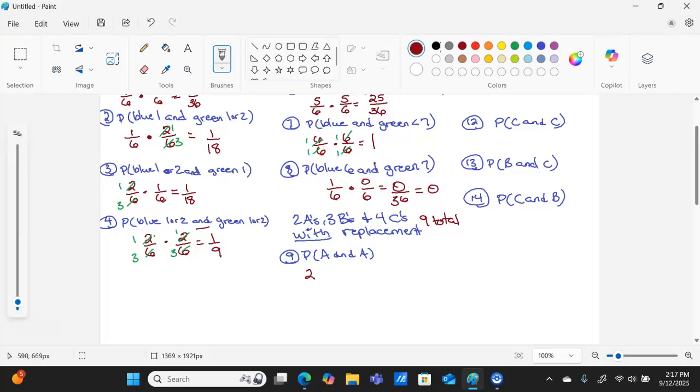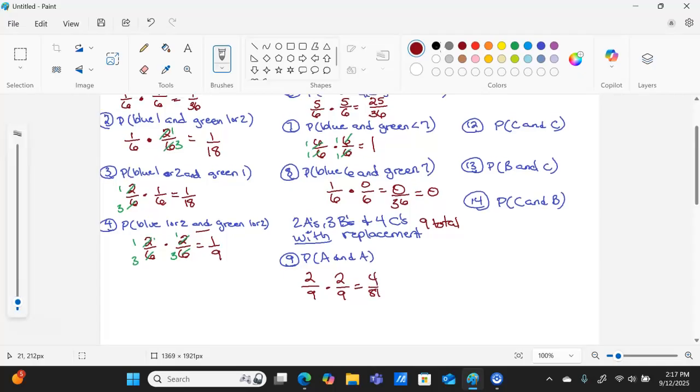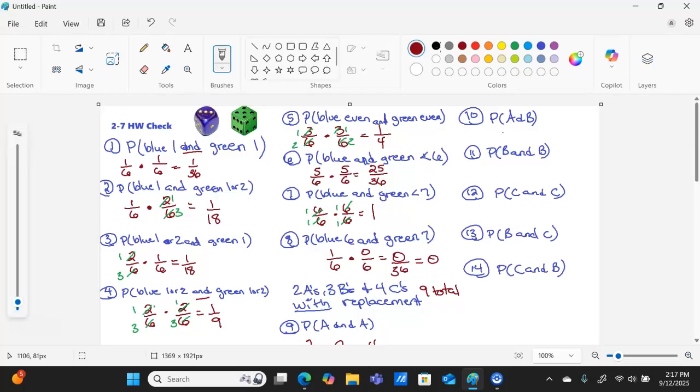So in A, 2 out of 9, you put it back, there's still 2 out of 9. So we're going to get 4 out of 81. A and then B. A would be 2 out of 9. B would be 3 out of 9. Reduce that fraction, and we're going to get 2 out of 27.